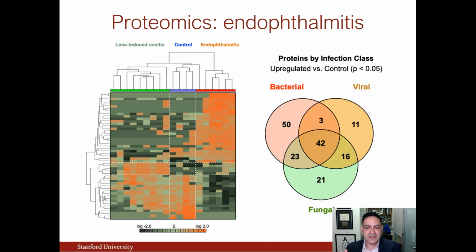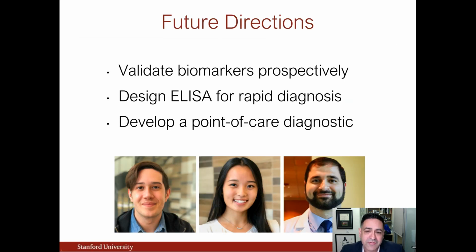It's a different kind of signature if it's a viral infection, and a different kind of signature if it's a fungal infection. So I think in this instance, being able to capture some fluid, performing proteomics can really tell us what we're treating very rapidly as compared to putting things on a Petri dish. So in the future, we're trying to validate these biomarkers prospectively, and we'd like to develop and design an ELISA for rapid diagnosis and potentially point of care.